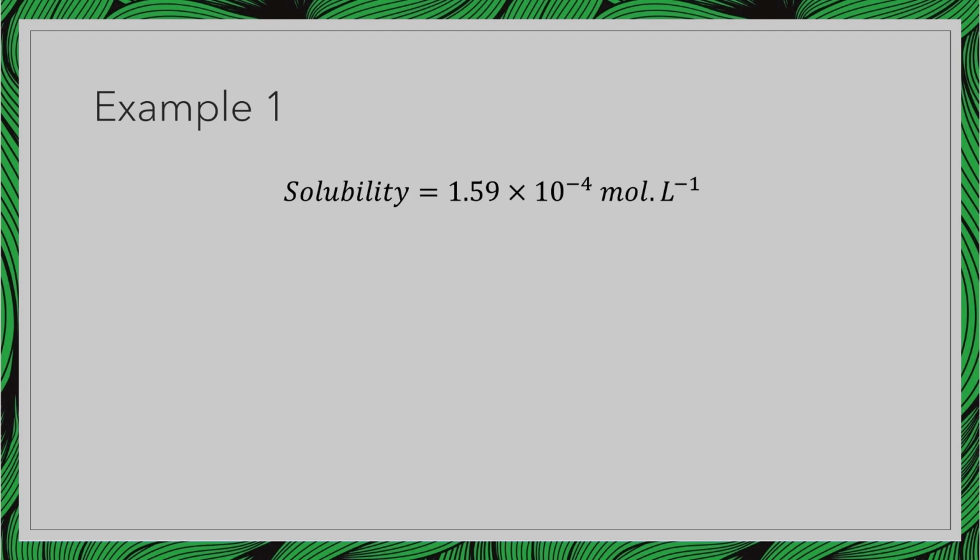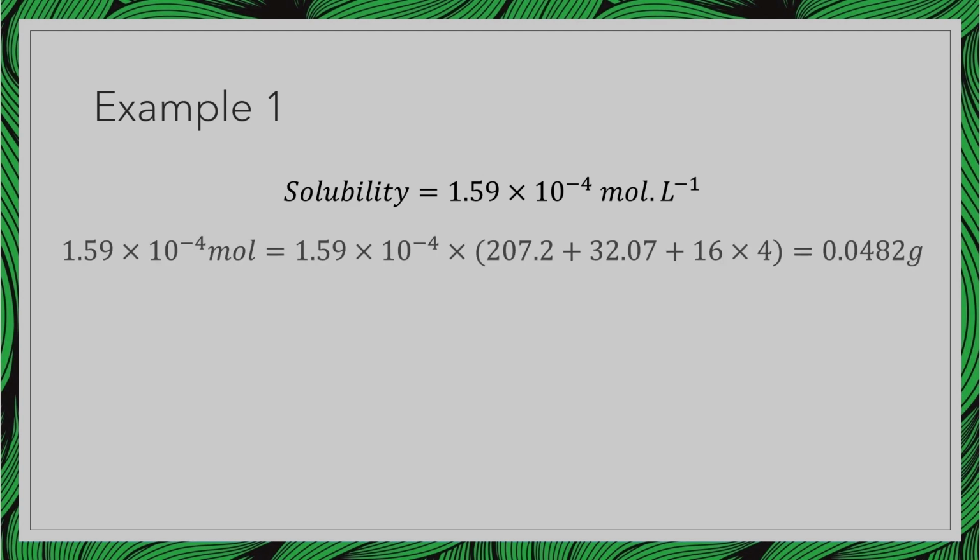So in this case, it was grams per 100 mils. So we have 1.59 times 10 to the minus 4 moles per liter. Now that's 1.59 times 10 to the minus 4 times the molecular mass of lead 2 sulfate. So that's lead plus sulfur plus 4 oxygens. That gives us 0.0482 grams per liter.